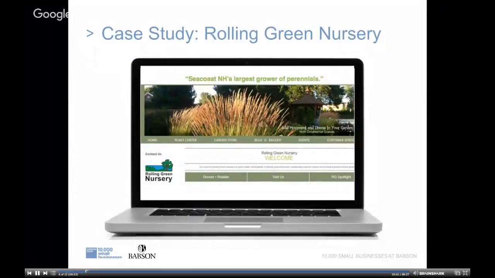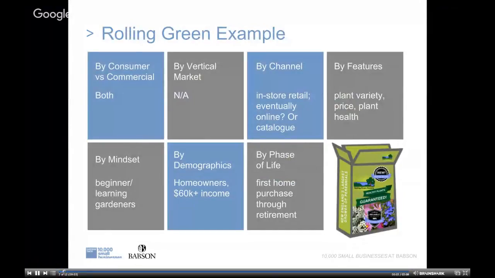As we work towards this assignment, we'll give you a case study of a Goldman Sachs scholar named Rolling Green's Nursery. Rolling Green's Nursery is a nursery and grower of perennials located in Seacoast, New Hampshire. It's a family-owned garden center. You probably have something similar to you near your town. We'll walk through the example of Rolling Green, looking at the ways they can segment their customers.